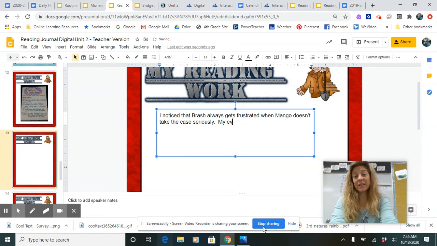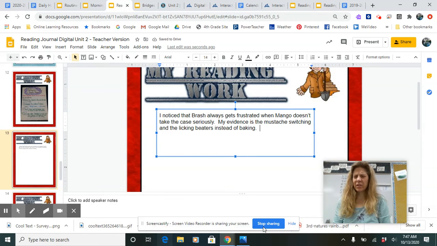And my evidence is the mustache switching and licking the beaters instead of baking. And my first instance was, I have to go back in my story. What was my first instance? You know, I can't remember. So I'll have to come back to it later. So I could add more evidence as I come into this.